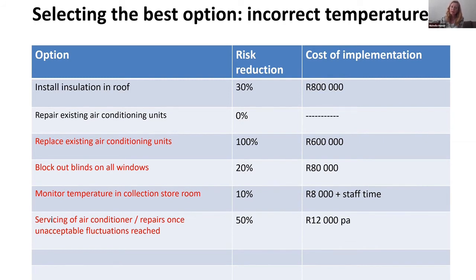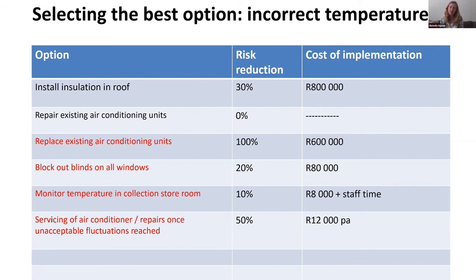Monitoring the temperature in the collection storeroom on its own is not going to solve this, but it'll help me as an action to manage this risk. And they're cheap. A temperature logger is 8,000 Rand, but there's a staff time cost. Somebody has to do the analysis and keep an eye on it. And then my responding action is to service the air conditioners or have repairs once you pick up unacceptable fluctuations in your monitoring. And that will reduce the risk a lot.